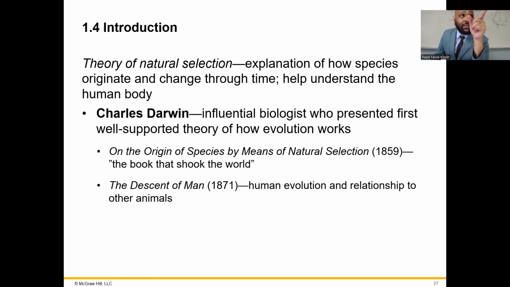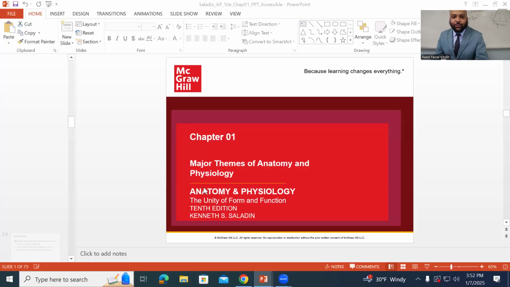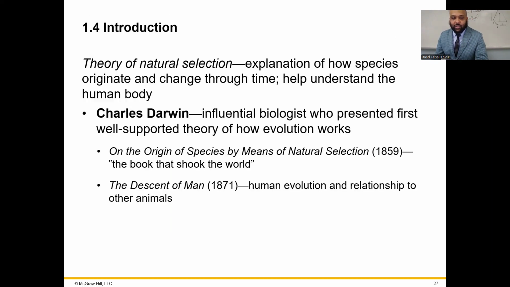If you look at 1.4, this influential biologist, Charles Darwin. If I ask you on the exam about somebody, it's got to be him, because he's the father of the theory of natural selection. It explains how species originate and change through time.